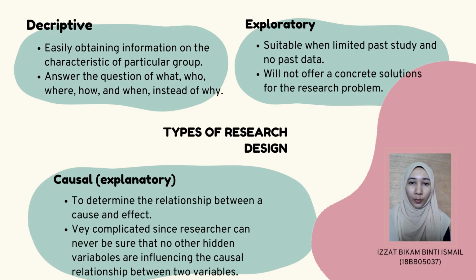There are three common types of research design, which are descriptive, exploratory, and causal research design. The first one is descriptive. This type of research design is often used for easily obtaining information on the characteristics of a particular community or people. The observer will do observation and describe their findings. Descriptive research is used to study the current situation by answering the questions of what, who, where, how, and when rather than why.